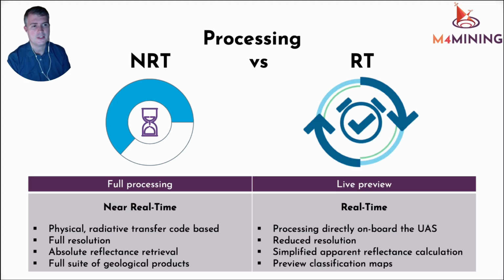At this point, it can be useful to compare the NRT processing capability with that of the real-time processor. The NRT processor provides fully physical, radiative transfer code-based HSI processing at full resolution for high-quality results, whereas real-time processing takes place directly on board the uncrewed aerial system, or UAS, and works with a reduced resolution to apply on-the-fly simplified atmospheric correction in order to retrieve preview classification maps. The NRT processing outputs absolute reflectance and provides a full suite of geological products.